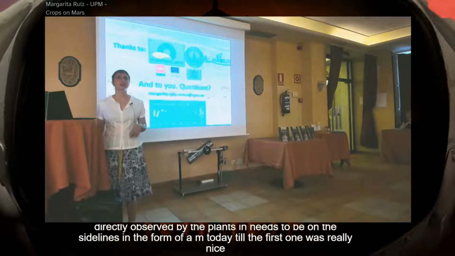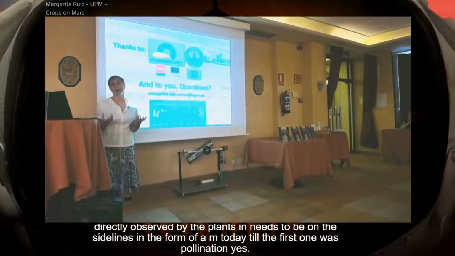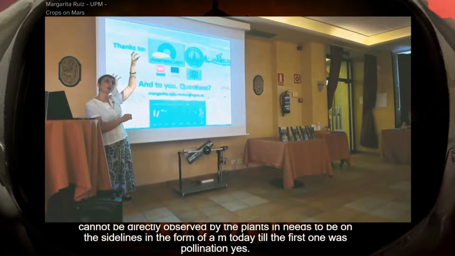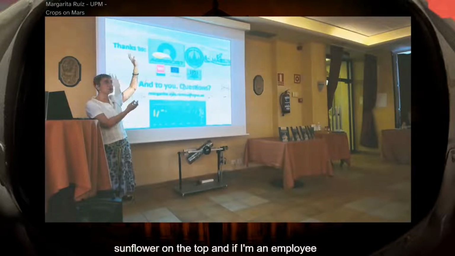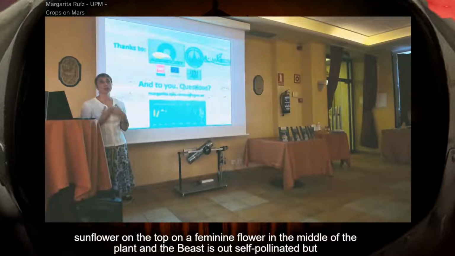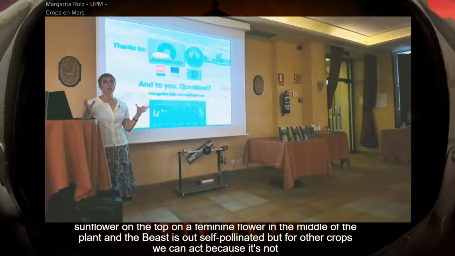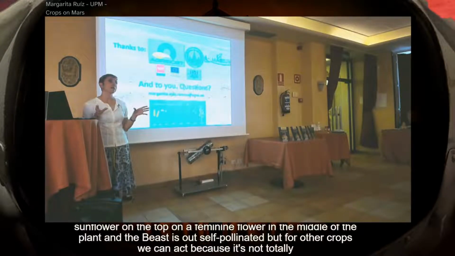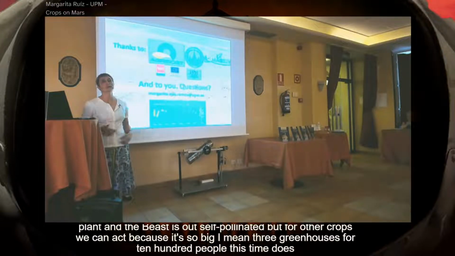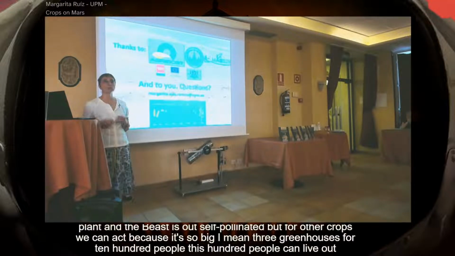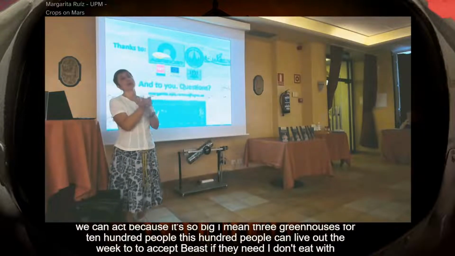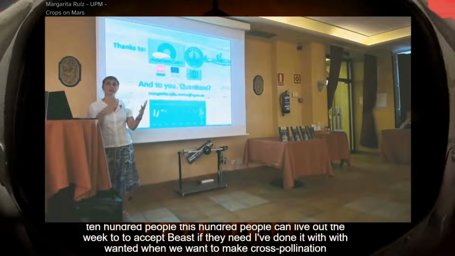Pollination, yes. For instance, maize has the advantage that there is a masculine flower on the top and a feminine flower in the middle of the plant, and it is self-pollinated. But for other crops, we can act as pollinators because it's not so big. I mean, three greenhouses for 100 people. These 100 people can devote a week to act as bees if they need. I've done it when we want to make cross pollination with different treatments in plants.